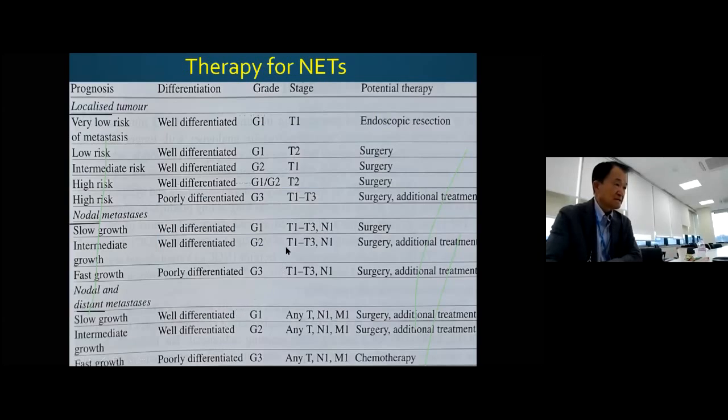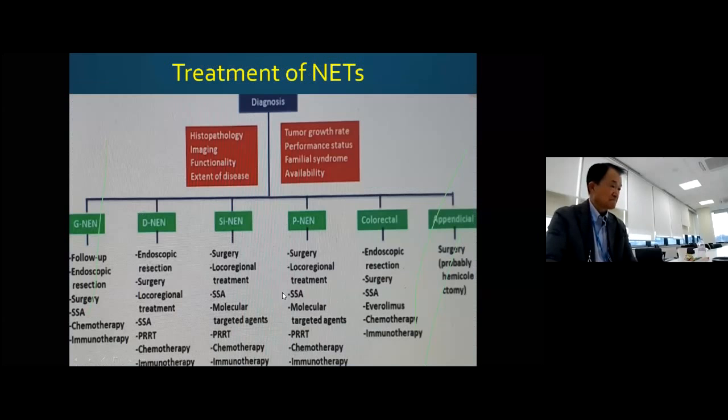So again, staging doesn't mean much. Sometimes very small, earlier, well-differentiated tumors can be resected by endoscopy, but mostly it is surgery followed by additional therapies. But this is a multicentric systemic disease, so liver metastasis is a major clinical concern in my experience.